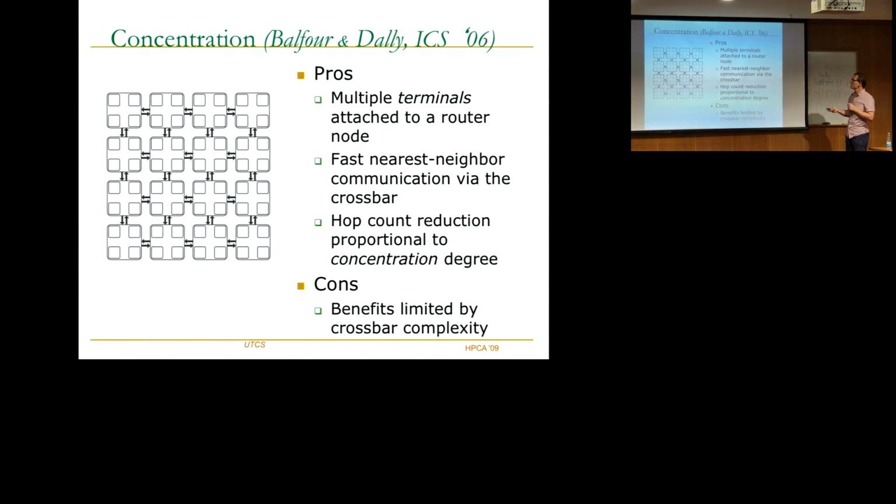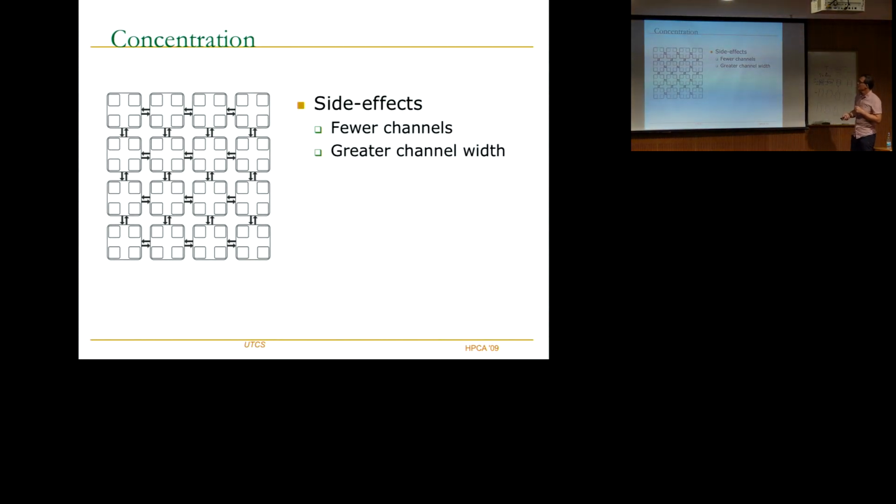Okay. Yeah, basically, benefits are limited by crossbar complexity. So concentration is in general a good idea, actually, whenever you can do that. The side effects are you get fewer channels, and you have greater channel width. Because you concentrate, actually. As you can see, as opposed to connecting 1 to 1, you're connecting 4 to 4, right? So if you keep your bandwidth constant, you're getting 4x bandwidth in each channel.